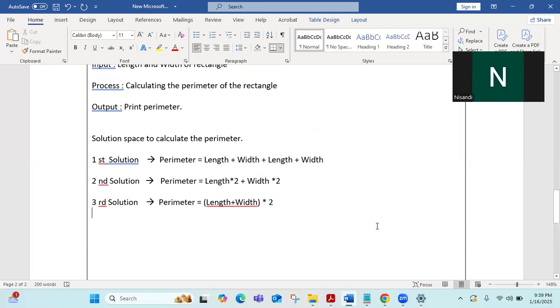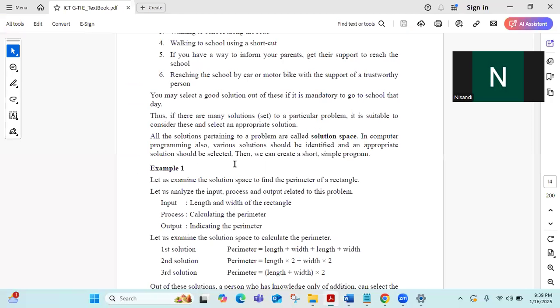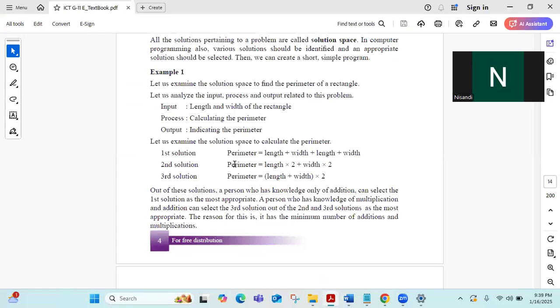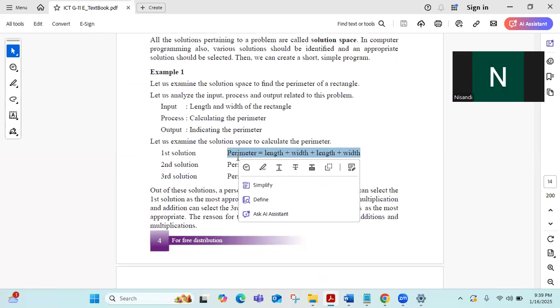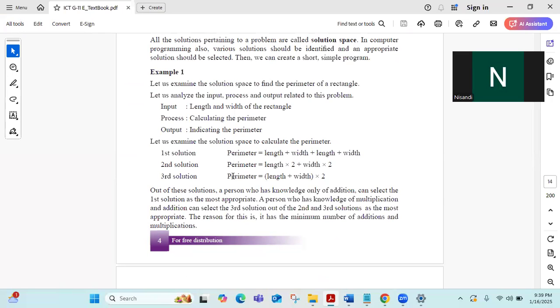So when you have these three different solutions, now here the solutions are given. What they say is, out of these solutions, a person who has knowledge of only addition can select the first solution. According to the convenience, if you know only addition, you can select this part. A person who has knowledge of multiplication and addition can select the third solution. If you know addition and multiplication, you can select second and third.